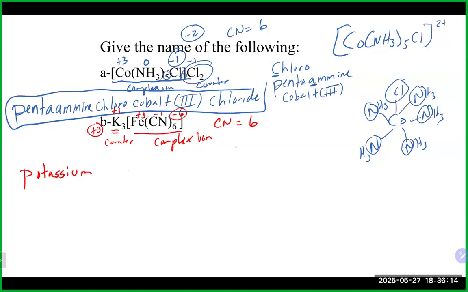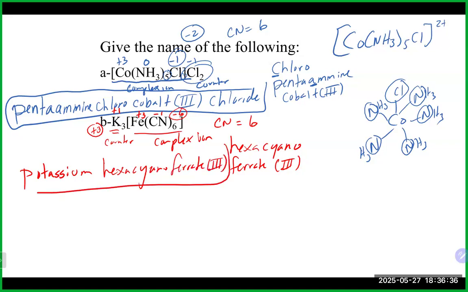So we got hexacyano, right? For our cyanide, and we got ferrate here as our complex ion is -3. So a little potassium hexacyanoferrate(III) here would be our name. Any questions on that one there?